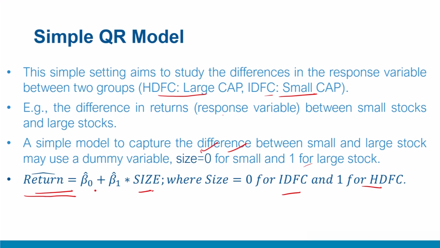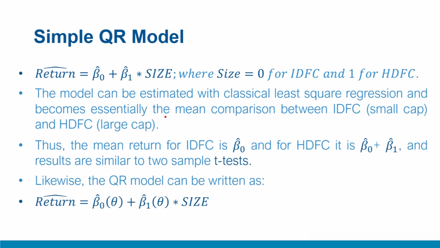When we run this typical regression model with the OLS scheme, OLS will provide the mean. For example, beta naught hat will represent the mean return of IDFC when size is 0. When size is 1, the value beta naught hat plus beta 1 hat will represent the mean return of HDFC. So effectively, beta 1 hat represents the difference between IDFC and HDFC, and whether it is statistically significant or not.